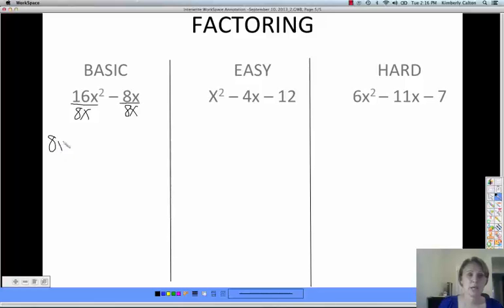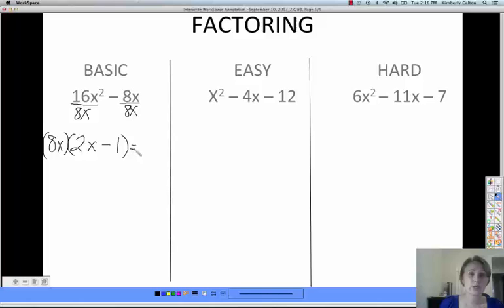That means I'm going to pull out 8x, and in the next parenthesis, I'm going to divide each term. So 16x squared divided by 8x gives me 2x, and negative 8x divided by 8x is negative 1. I have successfully factored this problem.